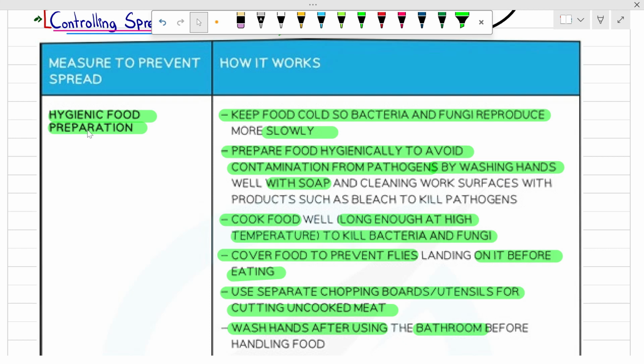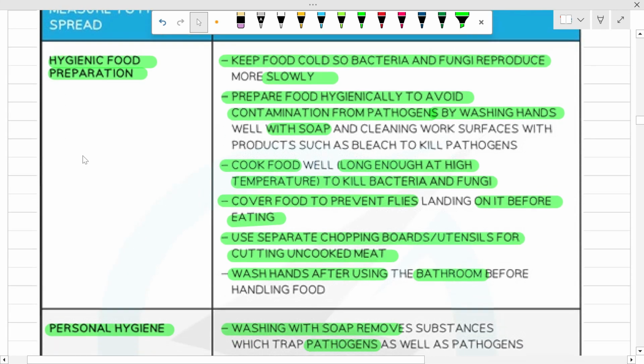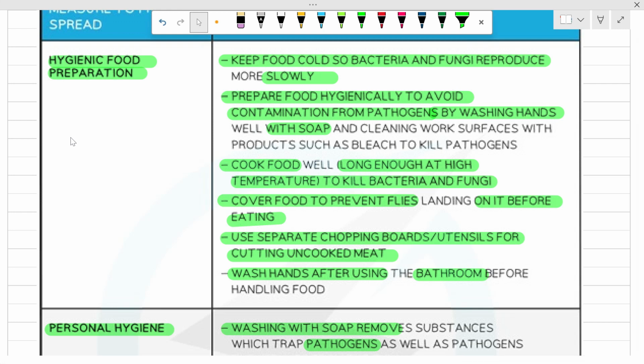So before keeping the food cold, we cook it at high temperatures to kill as much of the bacteria and fungi as we can. After that, we keep it at a cold temperature to reduce its reproduction rate. Cover the food to prevent flies landing on it before eating, and other bacteria and dust particles. Use separate chopping boards and utensils for cutting uncooked meat to prevent bacteria from spreading. Wash hands after and before using the bathroom.